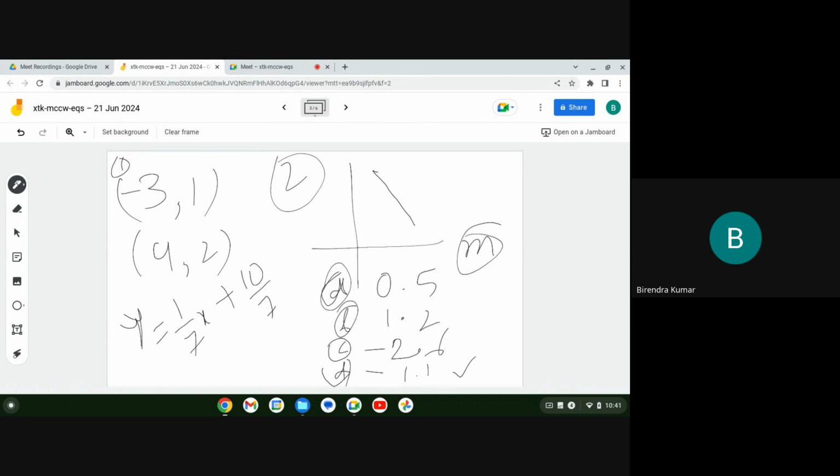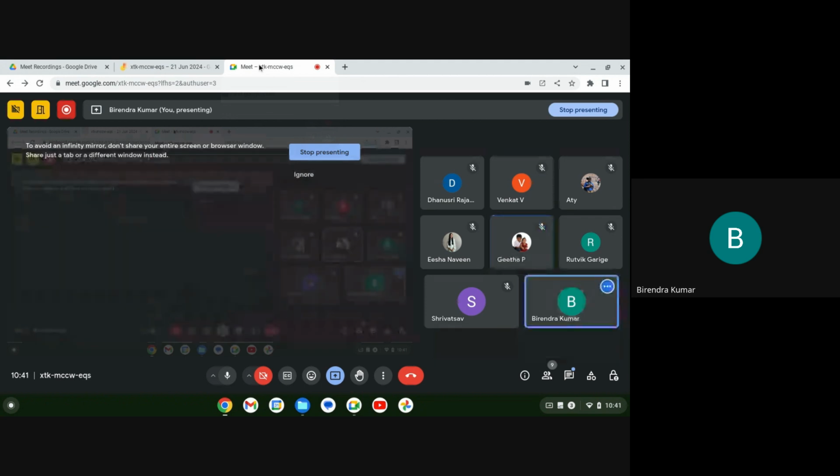Let's wait for at least one more, if not two. So I'm waiting for Atharv, Vaibhav, Dhanushree, Shah, Rutvik, see what's up. Whoever comes first.